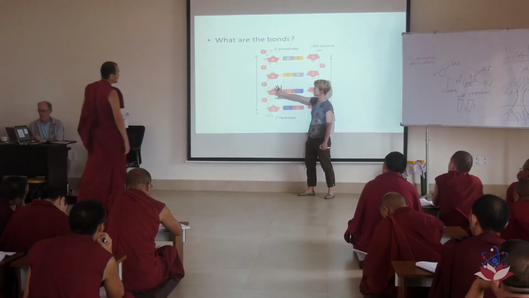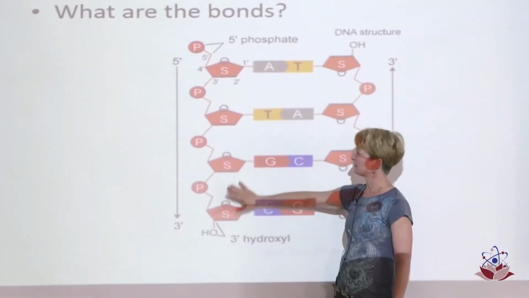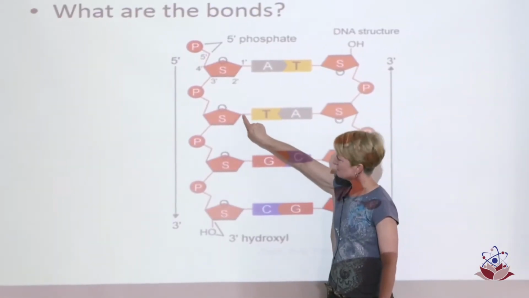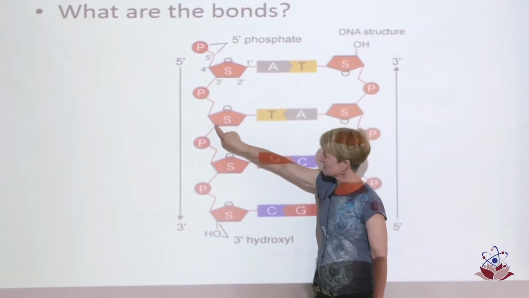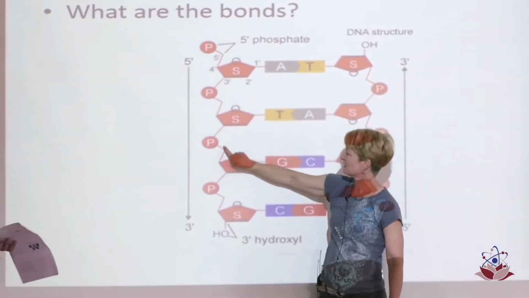And every single sugar in the phosphate sugar backbone is numbered the same. 1', 2', 3', 4', 5', 1', 2', 3', 4', 5'.